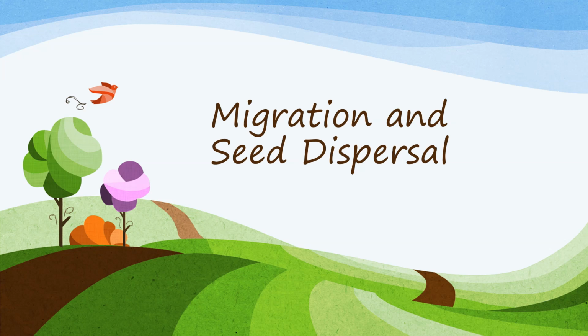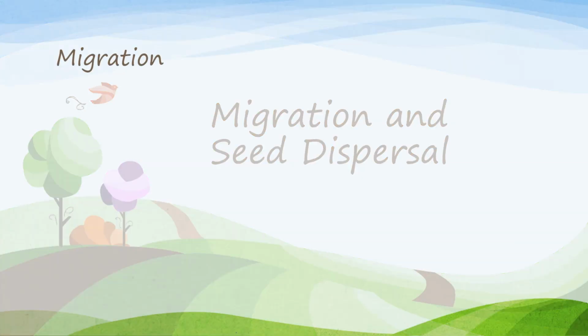In this video, you will learn about migration and seed dispersal and how they affect the distribution, or spread, of plant and animal species around the world. So far, you have learned about the various reasons why plants and animals are located in certain places, like how an organism's adaptations allow it to only live in a certain biome. Are there other things that influence the locations of various species? Like, can plants and animals be physically moved or move themselves to a different location?